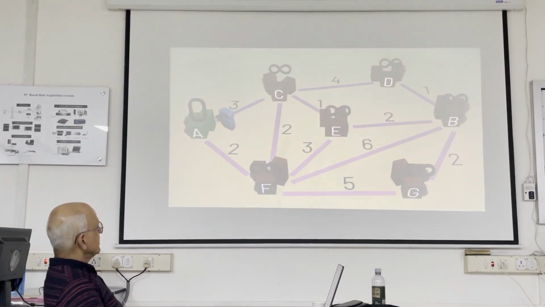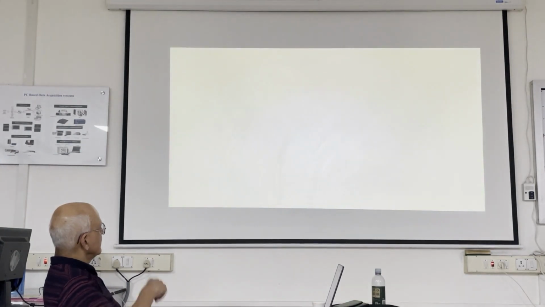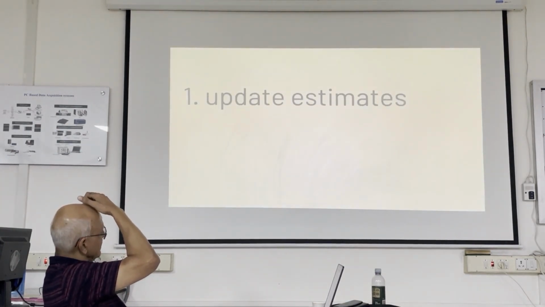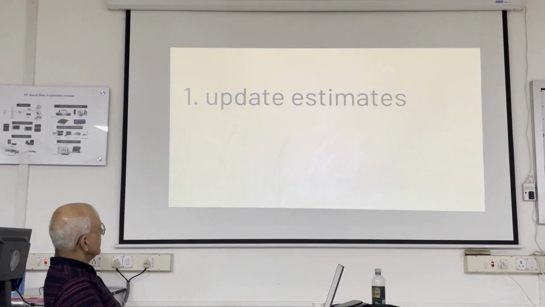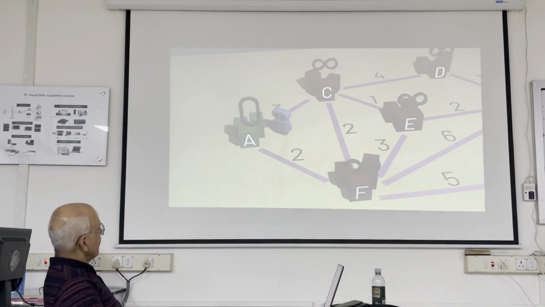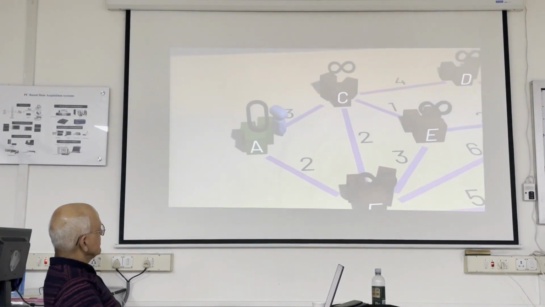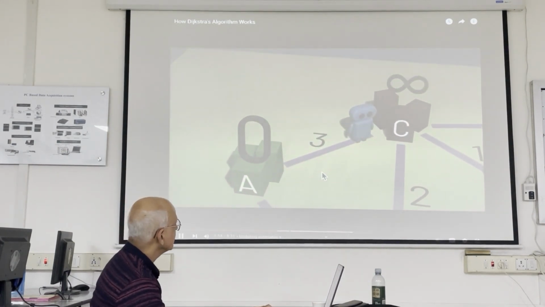So what can we do next? Dijkstra's algorithm repeats a 2-step process. First, we update our estimates, and second, we choose the next vertex to explore. So let's start with the first step, updating our estimates. We know we can get to town A in 0 minutes, and because we can get from town A to town C in 3 minutes, we know we can get to town C in 3 minutes. That's much better than our current estimate of infinity. So we'll update our estimate to be 3.